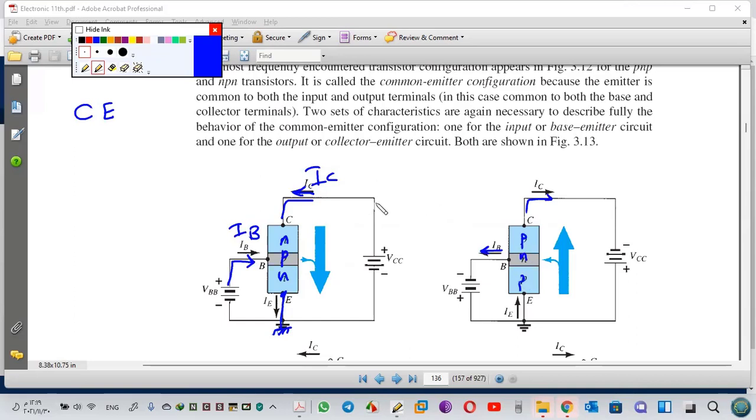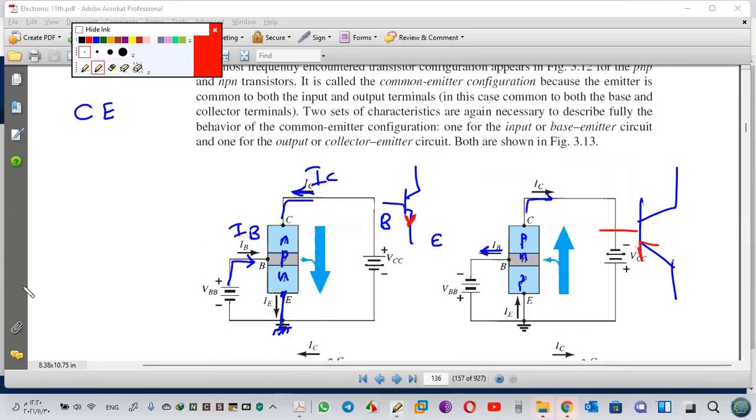I want to draw the symbol of this one. Base, emitter, and the head of the arrow. Is it correct? No, it's opposite. Excuse me, this is wrong. We have to correct the mistake. Let's check NPN here. No, it's correct. Here is opposite. So this one is PNP, so it is like this.